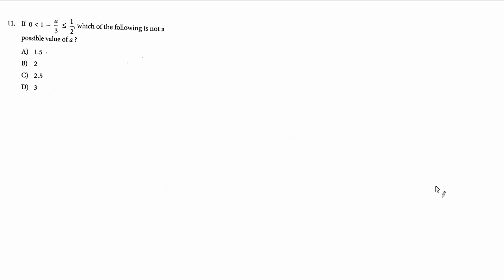11. If 0 is less than 1 minus a over 3 is less than or equal to 1/2, which of the following is not a possible value for a? So this is a compound inequality. Let's try to rearrange it so we have just a in the middle. So the first thing I'll do is subtract 1 from all three sides, if you will. So then we get minus 1 less than minus a over 3 is less than or equal to minus 1/2 on the right. And now we have to multiply by negative 3, and that's going to change the direction of all of the inequality signs when we do that.